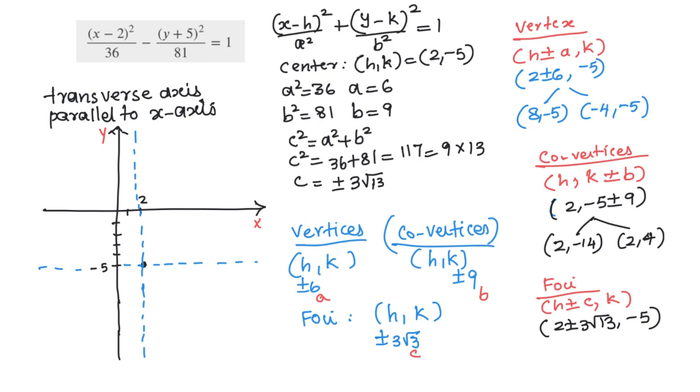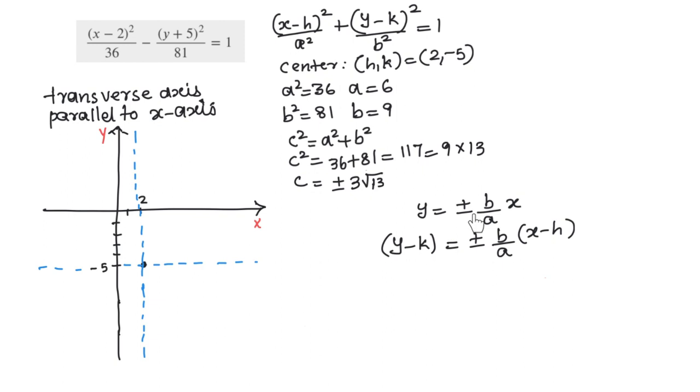And if you add b units to k, b is 9, h is 2. So if you add or subtract 9 units, you will get negative 5 minus 9, that is negative 14, and negative 5 plus 9, that is 4. So these two are the co-vertices. And foci, you need to add or subtract c. So h is 2 plus or minus c, comma k. These two are the foci.